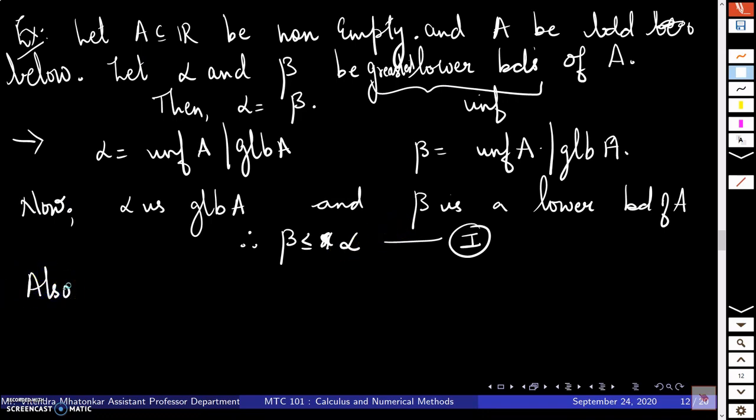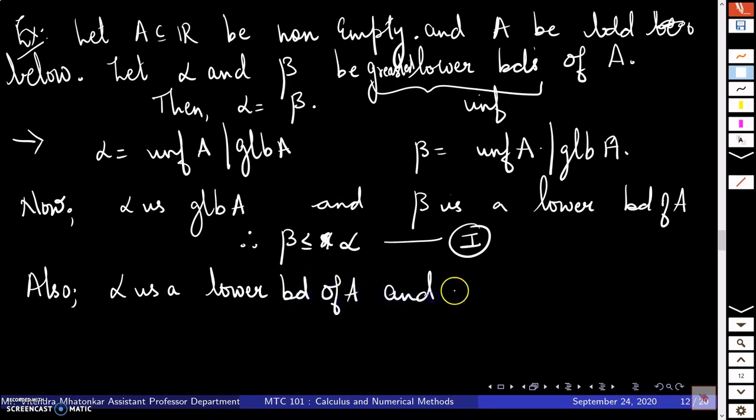Also, you can reverse their roles now. Alpha is a lower bound of A, and beta is the greatest lower bound of A. So beta is the greatest of all the lower bounds and alpha is a lower bound. That means beta must be bigger than or equal to alpha, or alpha is less than or equal to beta.